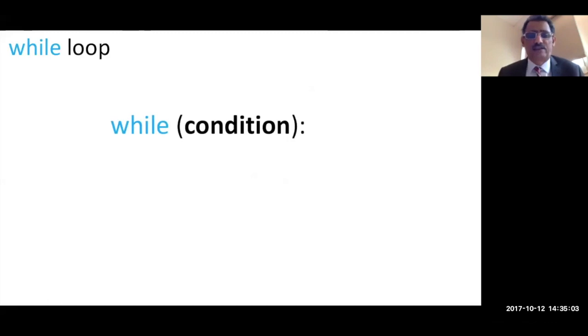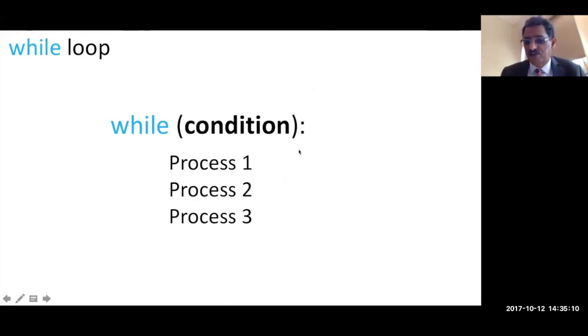And this is the way you write it. While, and you put the condition inside, and then colon. And then you do processes, 1, 2, 3, 4, whatever. So these 3 processes will be repeated until something changes and makes this condition different. And then it will break. Now if you get into an infinite loop, you don't do anything to change the condition, it continues forever. And you need to find a way to avoid it, okay?